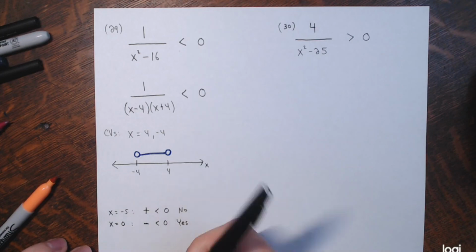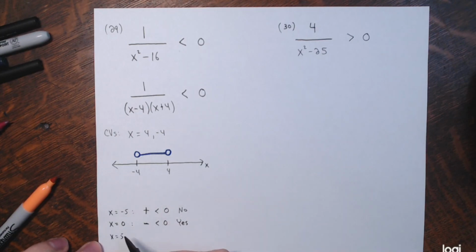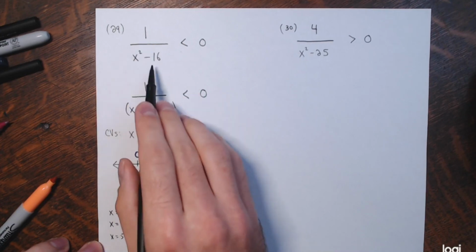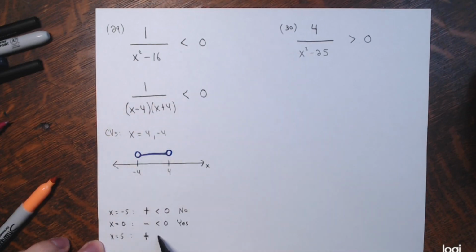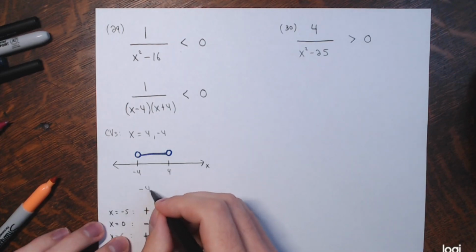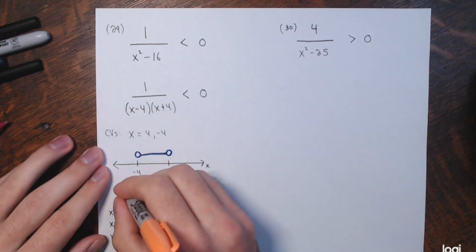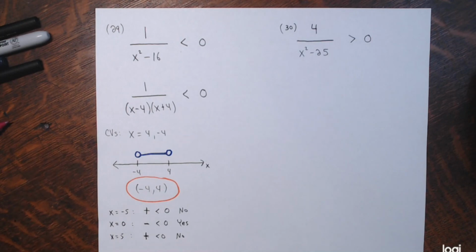And then to the right of 4, how about x equals positive 5? Same thing. I'd have a positive number, 25 minus 16, you'd have 1/9. You'd have a positive number on the left. Is that less than 0? Absolutely not. So the only solutions are the numbers between negative 4 and positive 4. The interval notation for that would be negative 4 comma 4 with parentheses on both, because again, they're not solutions. So there's the interval notation describing the solution set of that inequality.